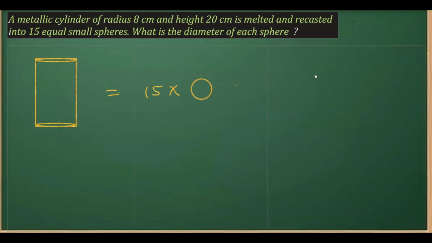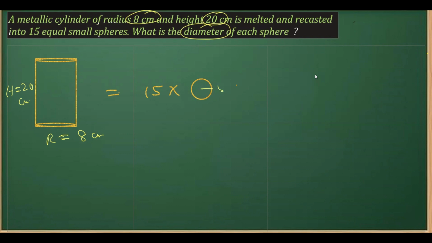Now let's say I take the other information, the radius. So the radius, if I use capital R here, is 8 centimeter, and the height, if I use capital H, is 20 centimeter for the cylinder, 20 centimeter. And what we are supposed to determine is the diameter.